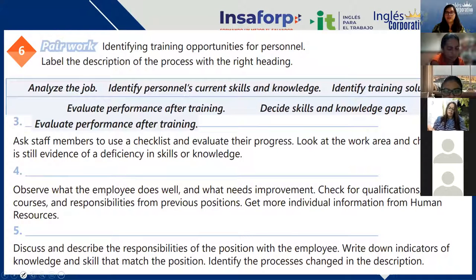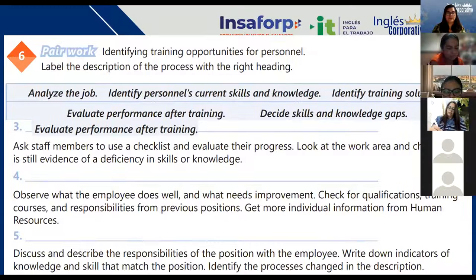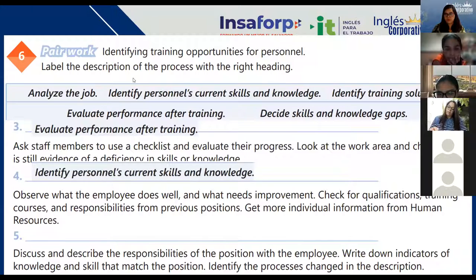Mm-hmm. Current. Current nos da la pauta, right? ¿Qué es lo que la persona sabe? ¿Cuáles son sus habilidades al momento, right? En este momento, which are his or her abilities.